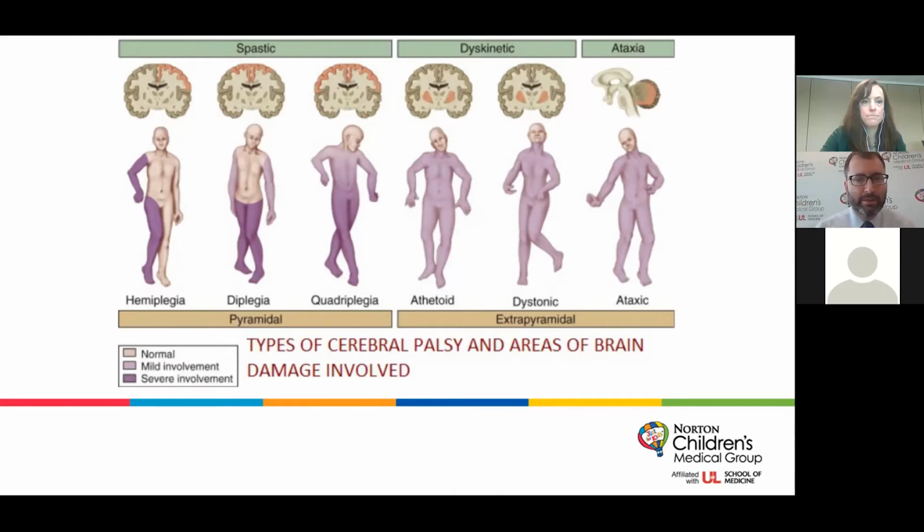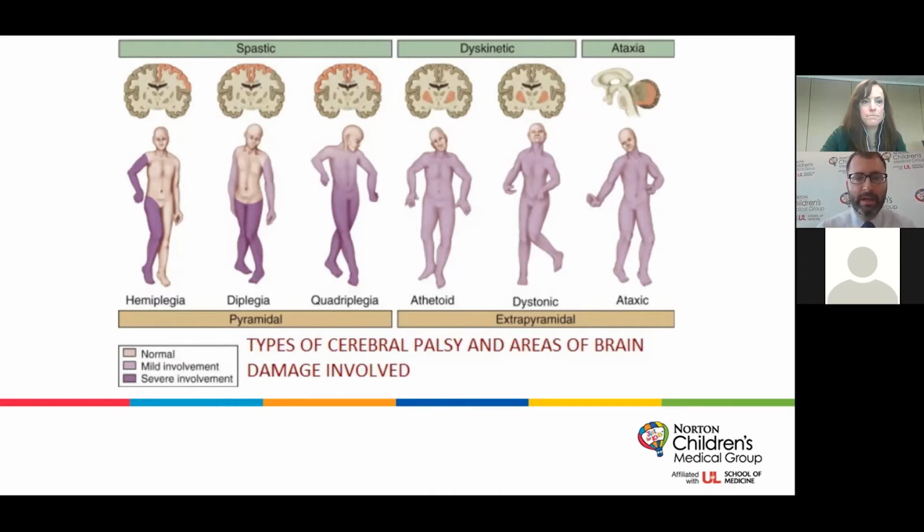Spastic, so the most common we'll see is diplegic. This is affecting both legs at the same time. Again, remember that homunculus, it's going to be more in the medial part of the brain affected. Quadriplegic, these are patients that have more global involvement.